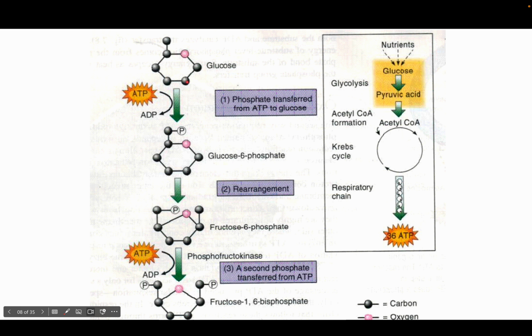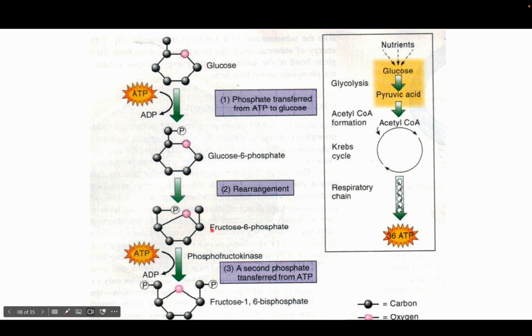The original glucose molecule is now transformed into glucose 6 phosphate. So the phosphate group is the one I am emphasizing here. Then, with the rearrangement catalyzed by another enzyme, the glucose 6 phosphate molecule is transformed to fructose 6 phosphate.